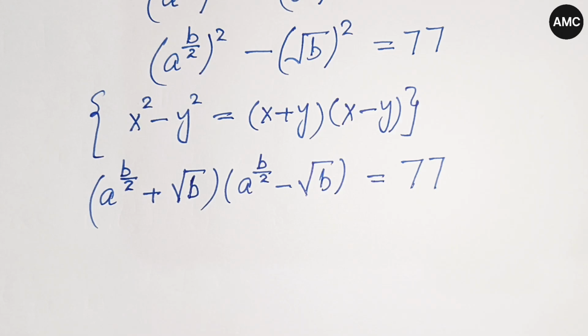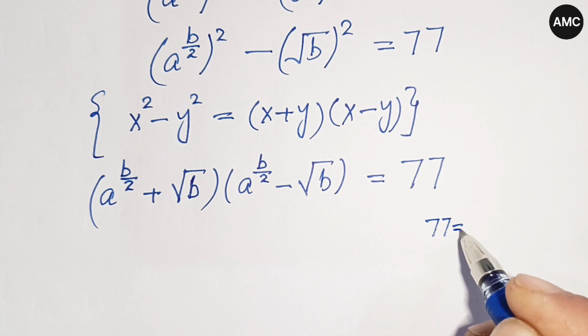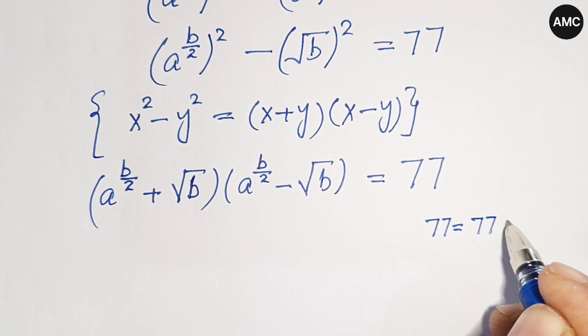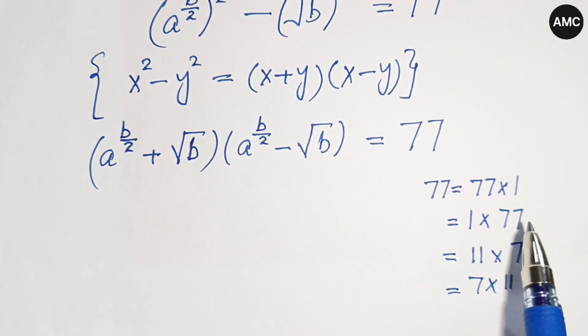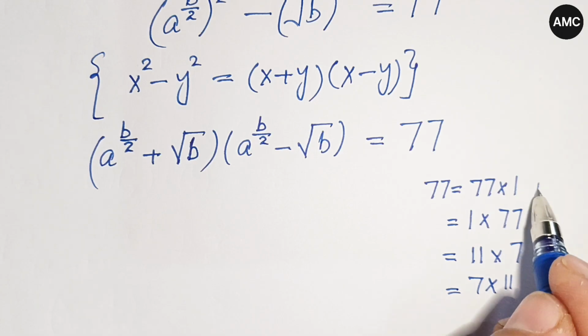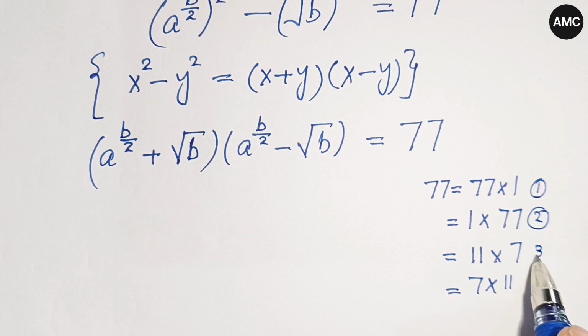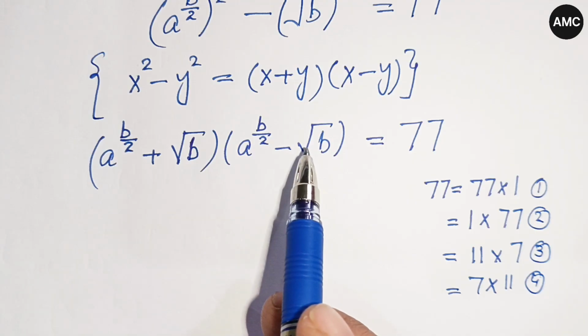Now here we can factorize this 77 into different factors. So first of all, 77 can be written as 77 multiplied by 1. Similarly 77 can also be written as 1 multiplied by 77. Here we have another factor, that is 11 multiplied by 7, and 7 multiplied by 11 is also equal to 77. So we have four possible factor pairs here. Now it is our case 1, case 2, case 3 and case 4, but we are going to compare these two factors here.